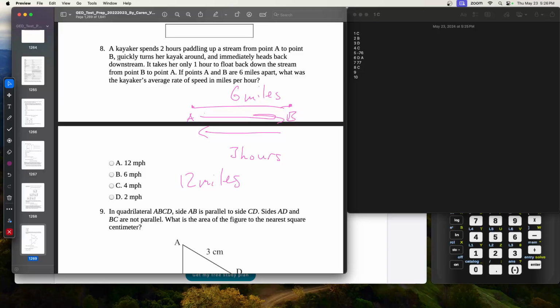Okay, so this person went from A to B and then back to A. A and B are 6 miles apart. She definitely went 12 miles. It took her 3 hours. 12 divided by 3, that's 4 miles per hour. It is what it is.